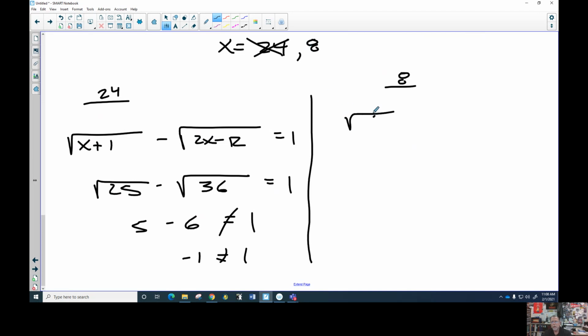So plugging 8 in, we'd get the square root of 9 minus the square root of 2 times 8 is 16, minus 12 is 4, equals 1. So 3 minus 2 equals 1. Now be careful when you're reading these. I had the negative square root, so I put negative 2. I had negative square root, so I put negative 6. Don't try to think it's plus or minus. It's exactly what it says it is. So this is 1 equals 1. This checks. And 8 is a solution.